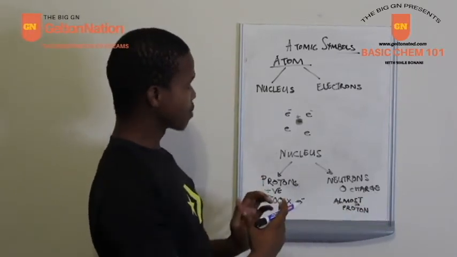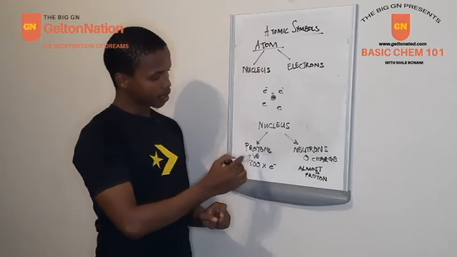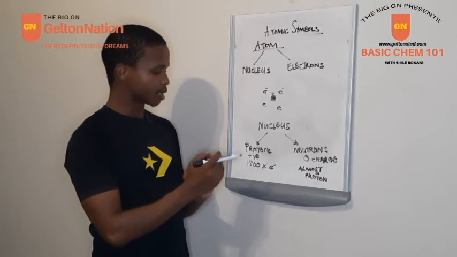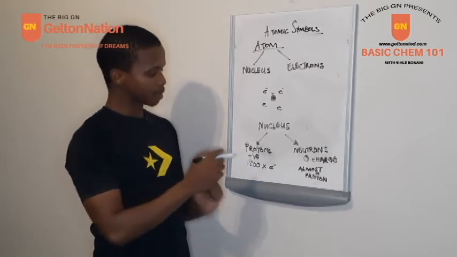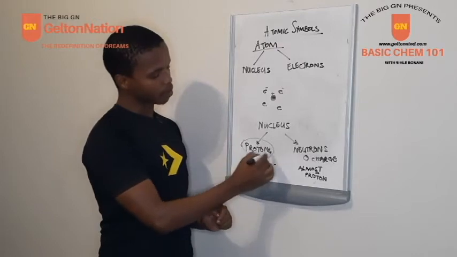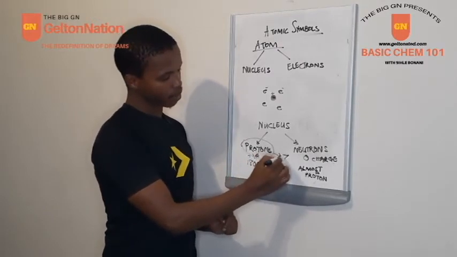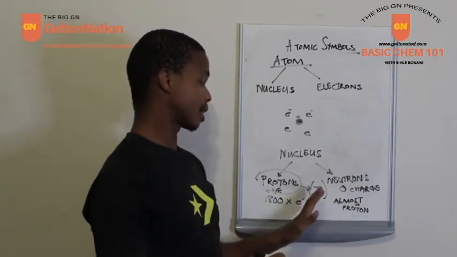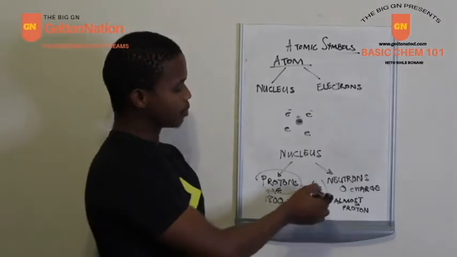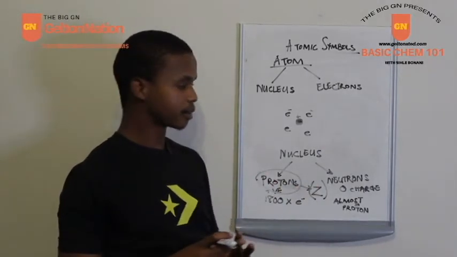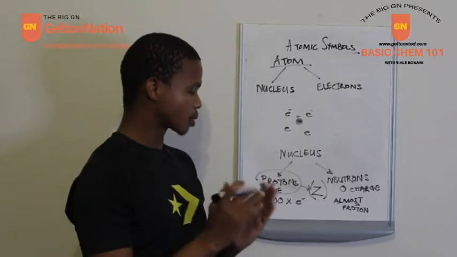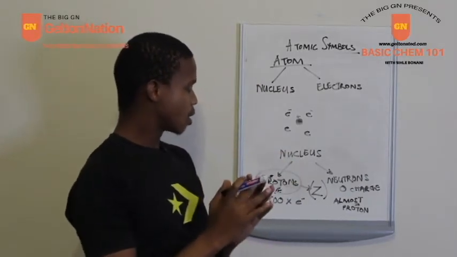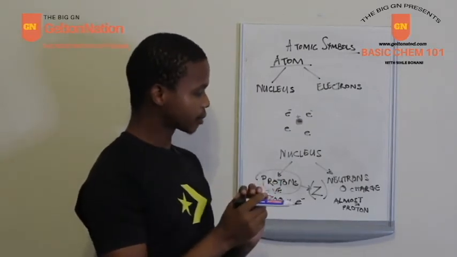Now in your atom, you'd find that the protons can be used to identify a certain element. So the number of protons can be used as your atomic number. It is used as Z. So your atomic number can be used to identify. For example, hydrogen has 1 proton in the nucleus. So the atomic number for hydrogen is 1.